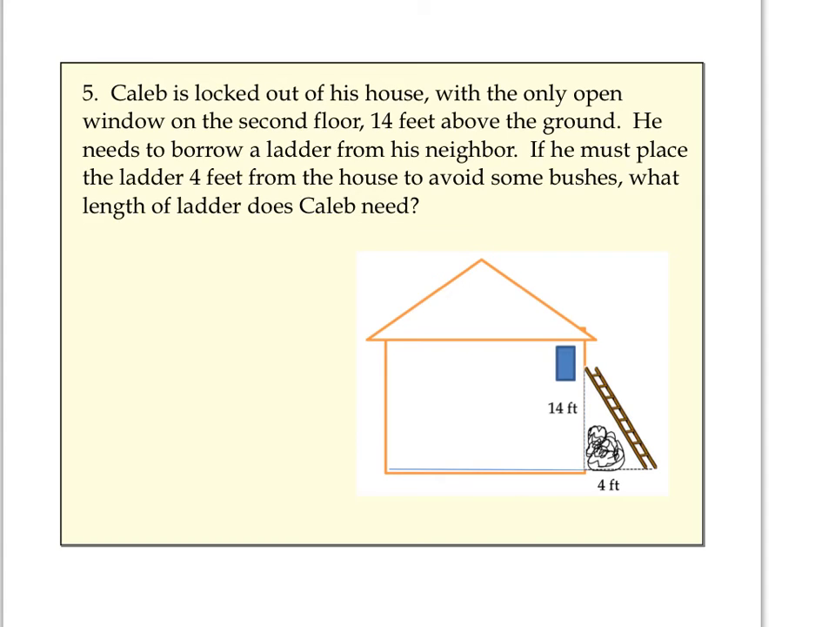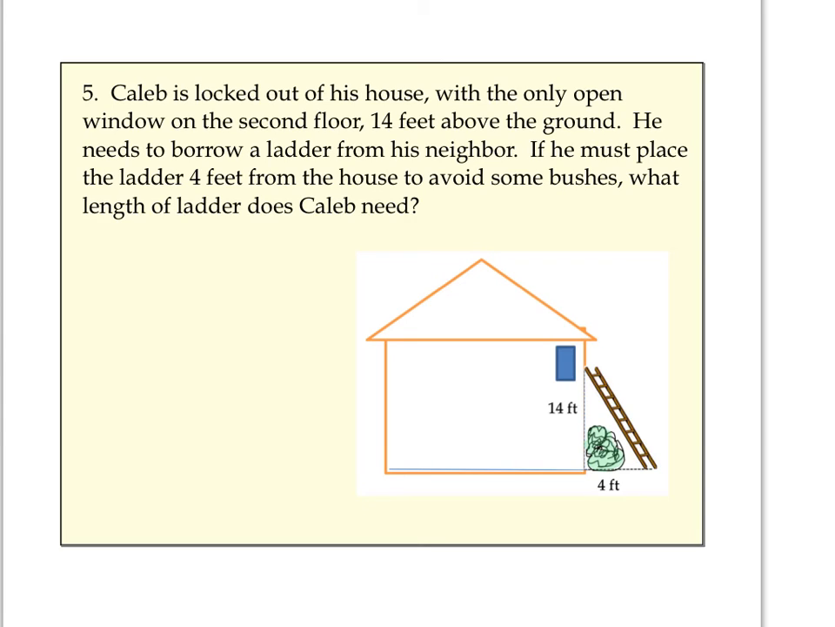Caleb is locked out of his house with the only open window on the second floor, 14 feet above the ground. He needs to borrow a ladder from his neighbor. If he must place the ladder 4 feet from the house to avoid some bushes, what length of ladder does Caleb need? So, might not look like it, but this is the bush down here. I'm coloring it green. And so he's got to place the ladder so that he doesn't smash the bush. His mom would be mad about that.